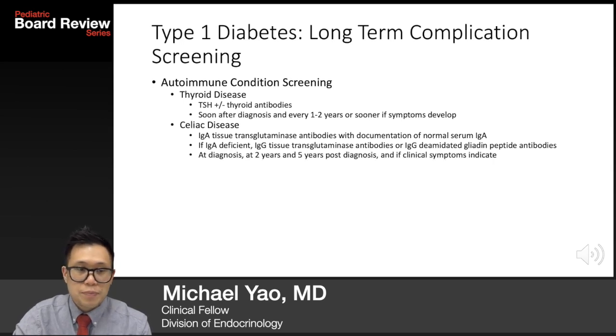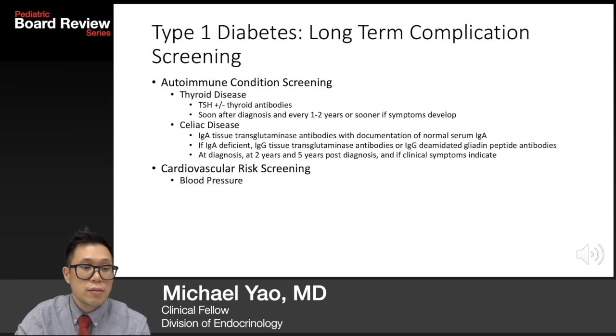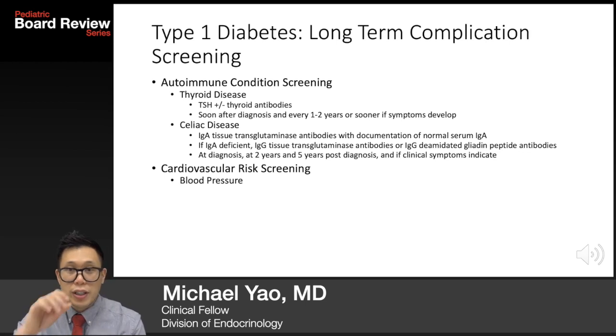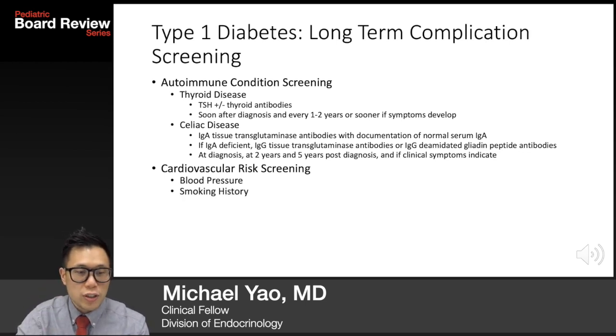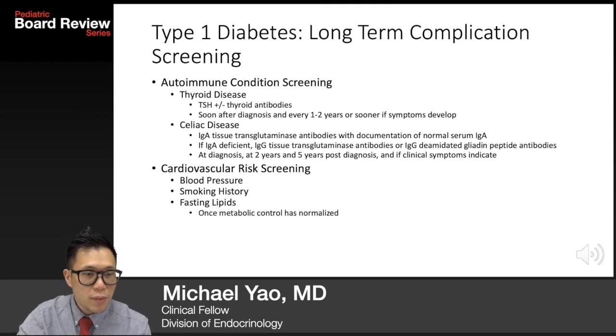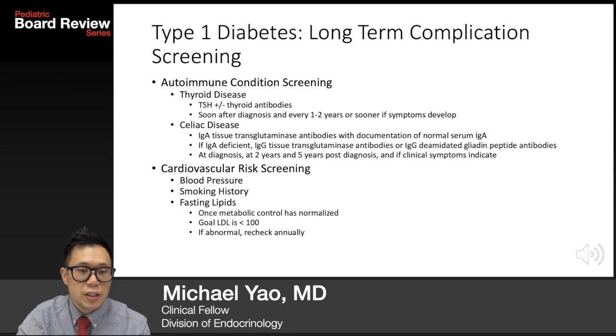The other autoimmune screening that we do is for celiac disease, and that is done with an IgA tissue transglutaminase antibody with documentation of normal serum IgA. If the patient is IgA deficient, IgG tissue transglutaminase antibodies or IgG deamidated gliadin peptide antibodies can be used to screen. Screening is recommended at diagnosis, at 2 years and 5 years post-diagnosis, and if clinical symptoms indicate.